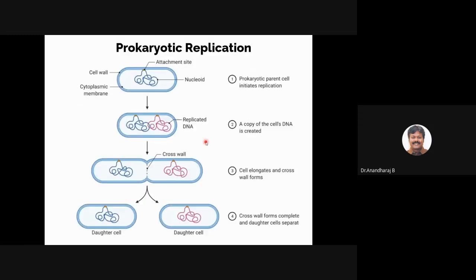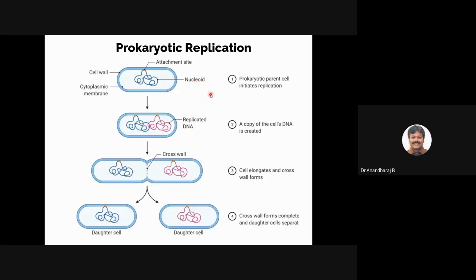So this slide depicts prokaryotic replication. You can see the various steps in prokaryotic replication. First, the prokaryotic parent cell initiates replication. You know about the cell cycle, there are different phases in the cell cycle. Whenever replication starts, it starts from a particular place in the genome, and that particular place we call the origin of replication.